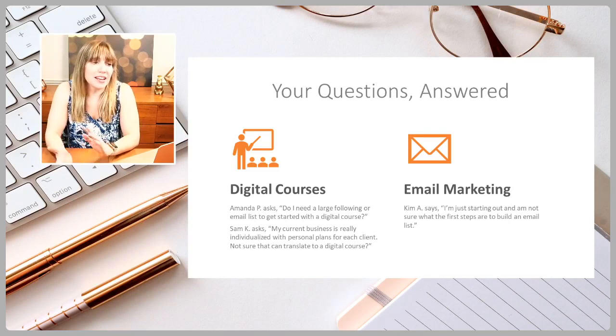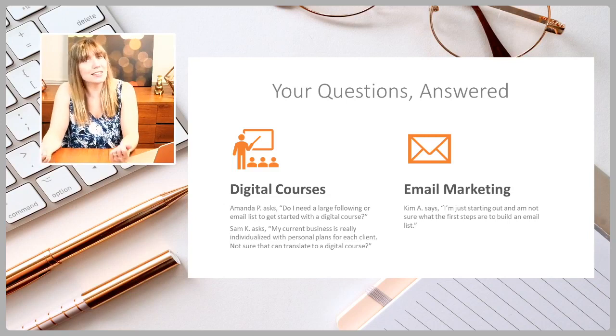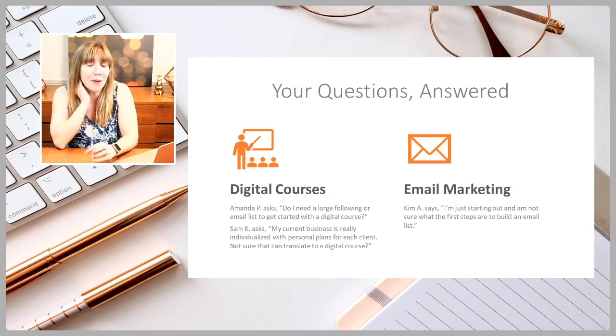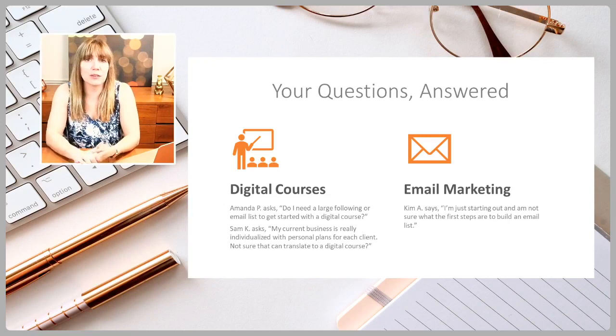Quick email marketing question. Kim A says, I'm just starting out and I'm not sure what the first steps are to build an email list. Super great question. People are like, that's great, Erin, but how do I grow this list to at least 250 people? So the biggest way is a lead magnet. We do it in a few ways. We, of course, encourage people on our social media pages to join, and we tell them what they're going to get out of it if they join our email list. Lead magnets are a really big way of how we grow our email list.